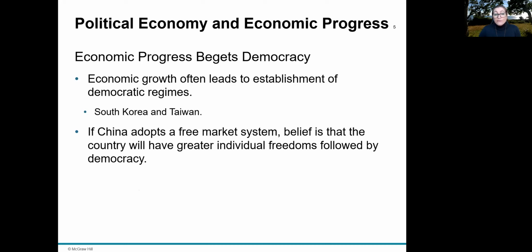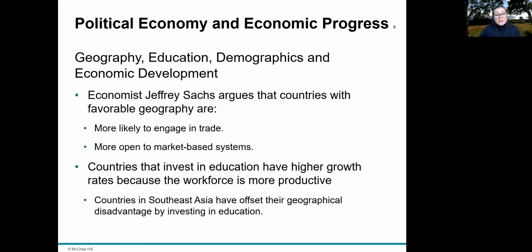Economic growth often leads to the emergence of democracy. And this is part of what we see going on in South Korea and Taiwan. Not so in China, but the point is made here that if China adopts a free market system, the belief is that the country will have greater individual freedoms followed by democracy.